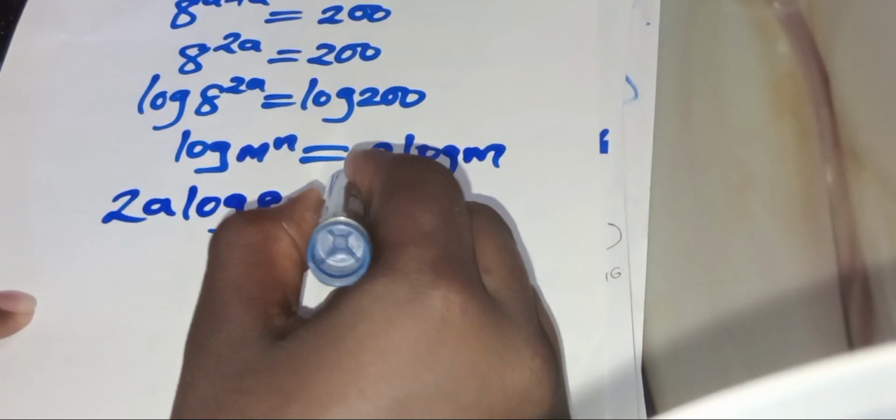So from what we have here, to solve for the value of a, we introduce the natural logarithm on both sides as log 8 to the power 2a. This is equal to log 200. Now log 8 to the power 2a is in the form of log m to the power n, which we can express as n log m. Applying this power rule property of logarithms, you're going to have 2a log 8. This is equal to log 200.